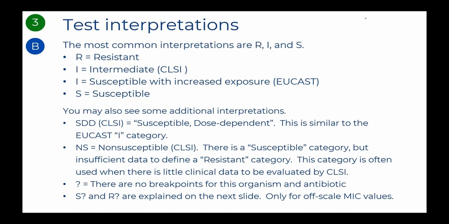You may also note some additional interpretations in WHONET. SDD is a CLSI category, meaning susceptible, dose dependent. It is similar to the EUCAST I category. NS means non-susceptible. This is a category used by CLSI where there is a definitive susceptible category, but there are insufficient data to establish an R category. This category is often utilized when resistance is rare and there are little clinical data for evaluation. A question mark means simply that there are no breakpoints for this organism and antibiotic.